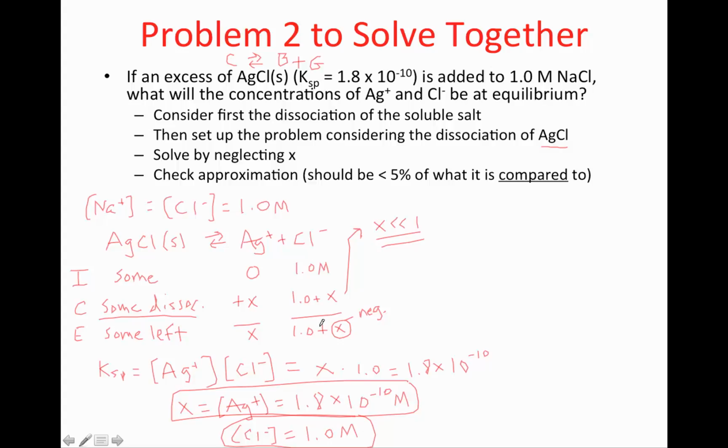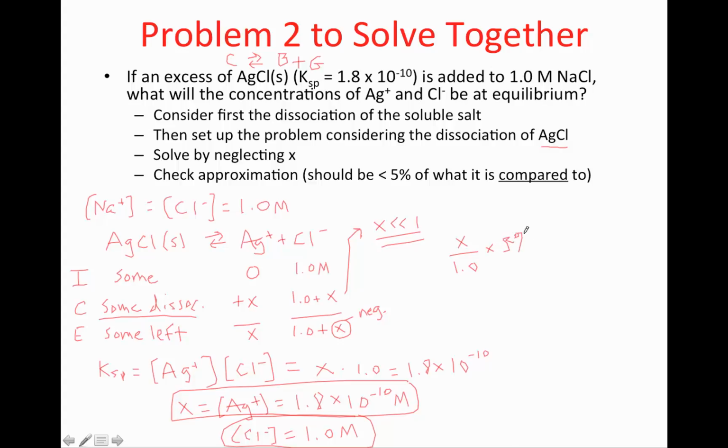The last thing that we need to emphasize here is that any time we neglect x, and we're going to neglect x in subsequent problems, we should always check to make sure that x really is small compared to 1. And the criterion that we establish for this class, and you could establish different thresholds, is that if x is less than 5% of this number, which doesn't have to be 1, it could have been 2.5 or 0.8 or whatever, as long as this is less than 5% of that, then we say we made a good approximation. So how would we test that? We could take this number divided by this number, so it's x divided by 1.